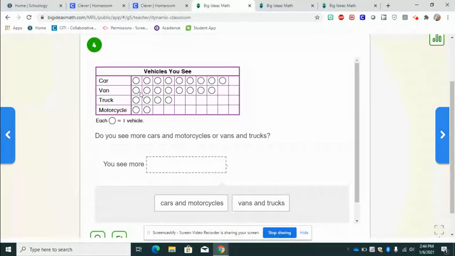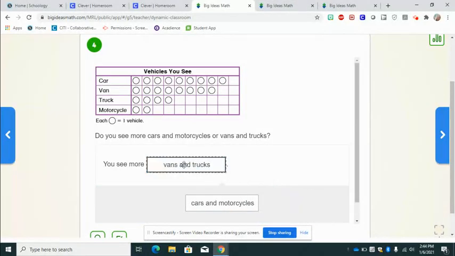So we're going to count our vans, which there's 1, 2, 3, 4, 5, 6, 7, 8 vans. And then we're going to count our trucks, which is 1, 2, 3, 4. So we're going to add 8 plus 4, which equals 12. So there's 12 vans and trucks. There were 11 cars and motorcycles, and there were 12 vans and trucks. So which one had more? So you see more vans and trucks because that one had 12.